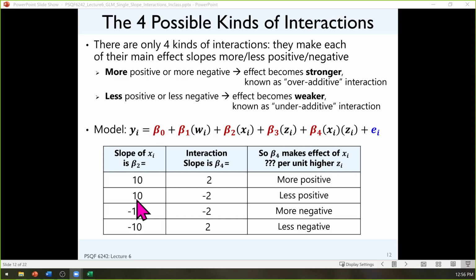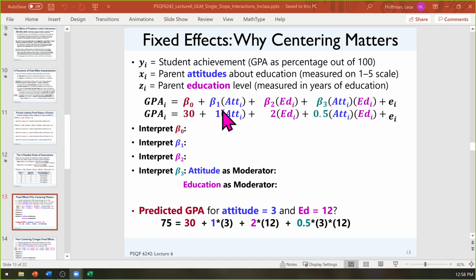So here's my model. I've got beta 0 as my intercept, the main effect of attitudes, the main effect of education, and the interaction term. And let's say that the numbers that showed up on my SAS, Stata, or R output were these numbers right here. So then the question is, how do I describe each of those fixed effect coefficients? So starting off with the intercept. The achievement score when the parent's attitude and the parent's education are 0.